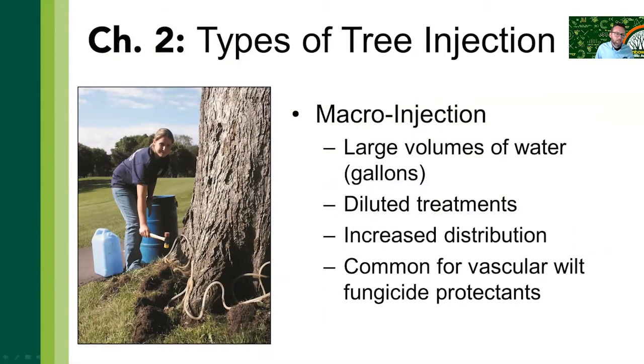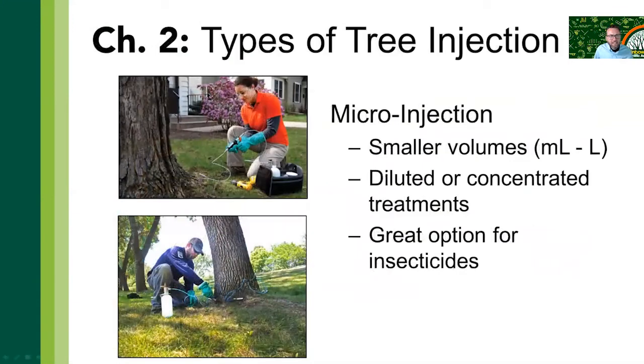And there's a few reasons for that. One is basically fungicides don't distribute very well in the tree unless they are diluted in water. And so we find that by doing this macro injection method, we're getting much better control of our wilt diseases. Now, the context today is really talking about invasive insects.